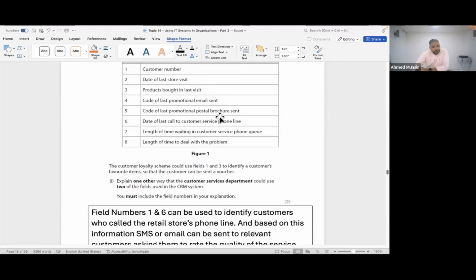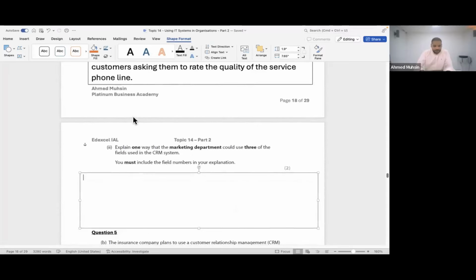So in 1, 4, 5, you will know the last marketing ad that was sent to customers. So then you can use fields 1, 4, 5 to ensure that customers have been updated with the latest promotional information. Can I say that? If you use fields number 1, 4, 5, you can check whether customers have been informed of the latest promotional activities in the retail store. Isn't it? Okay, so we'll start off with, you can use fields 1, 4, 5 to check whether customers have been informed via email and SMS about the latest promotional activities in the retail store. We'll start off with that answer.